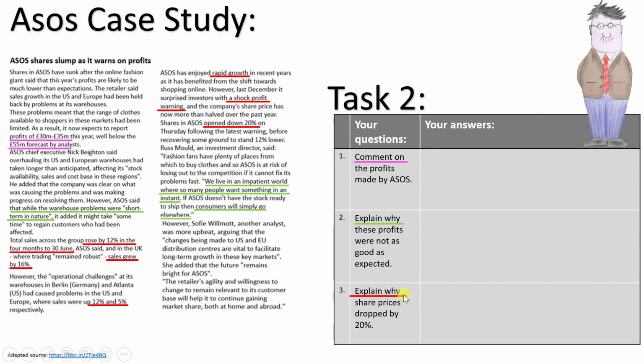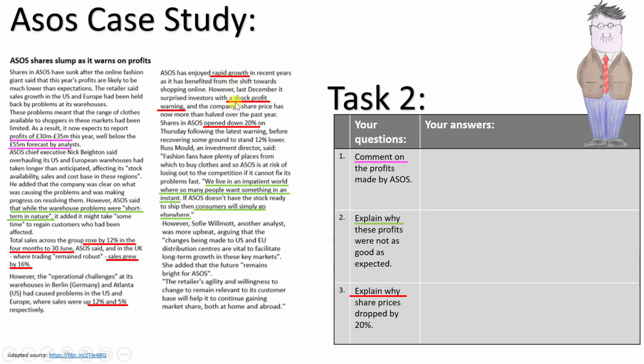Question 3. Explain why share prices dropped by 20%. The red highlights go through and actually look at all the share prices and the share movement that's gone on. And now here you've got the same as before, you've got an explain question. So we've got to look at some of the reasons. Now, what happened to these shares has been highlighted, and that's on the left-hand side. On the right-hand side will be more of the reasons.